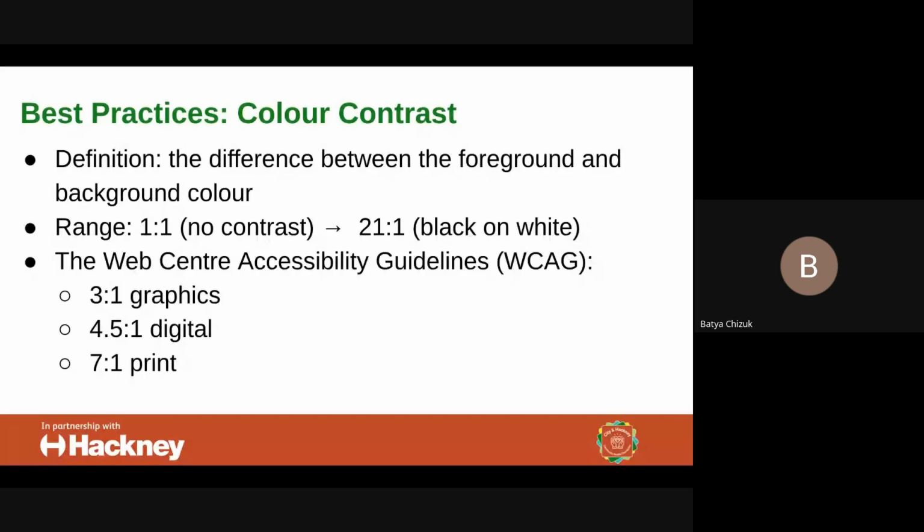So black on white is 21:1. And then there are Web Content accessibility guidelines on these things. So you can all look those up. Next.